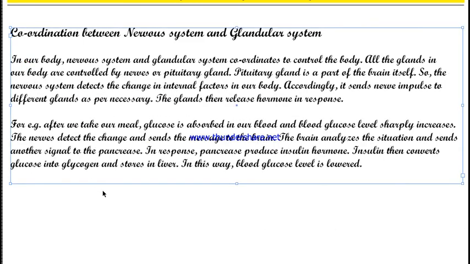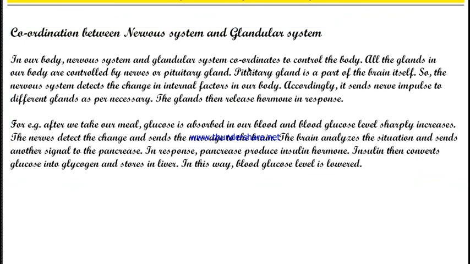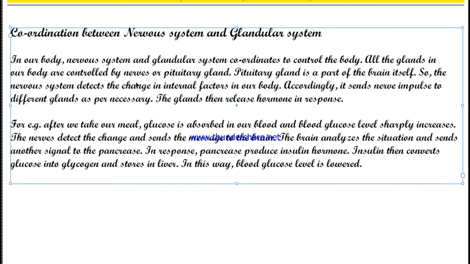In our body, the nervous system and glandular system coordinate to control the body. All the glands in our body are controlled by nerves or the pituitary gland. The pituitary gland is a part of the brain itself. So the nervous system detects changes in internal factors in our body. Accordingly, it sends nerve impulses to different glands as necessary. The glands then release hormones in response.